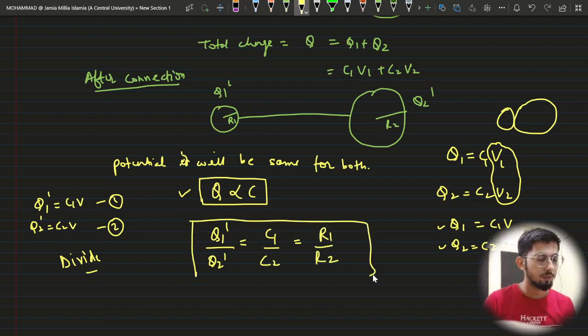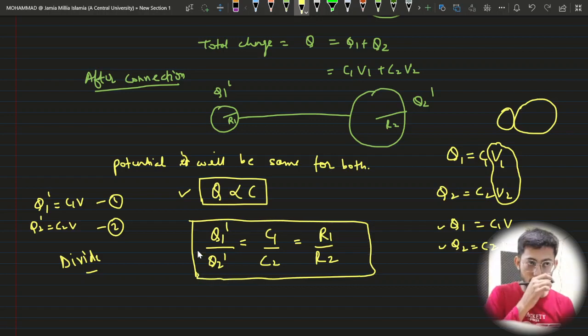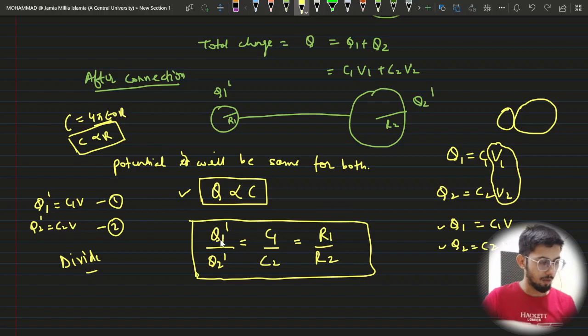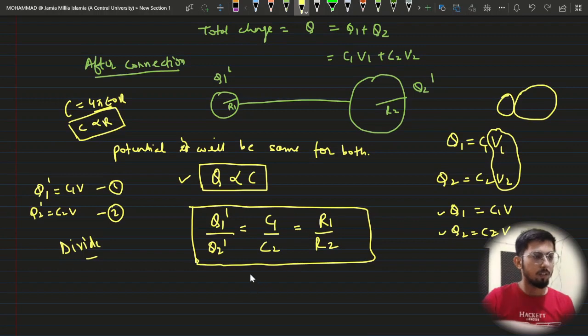Why? Because the capacitance of an isolated sphere is C equals 4 pi epsilon naught R. See, this is a constant, so C is proportional to R. So first we found that the charge distribution after connection will be in the ratio of their capacitances, and that further will be equal to the ratio of their radii.